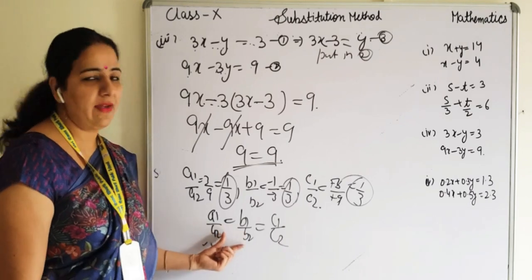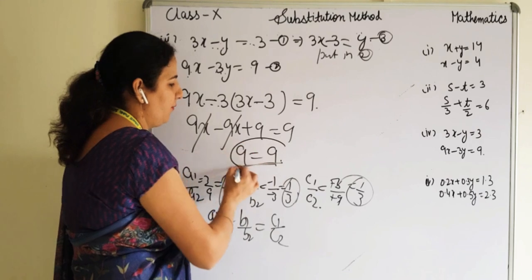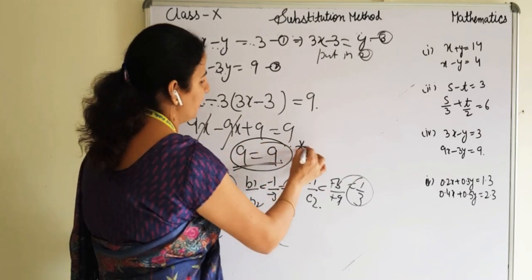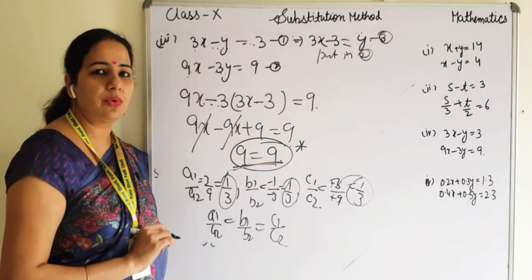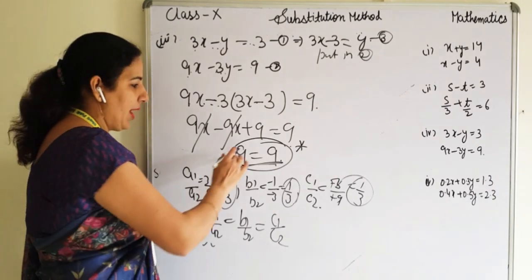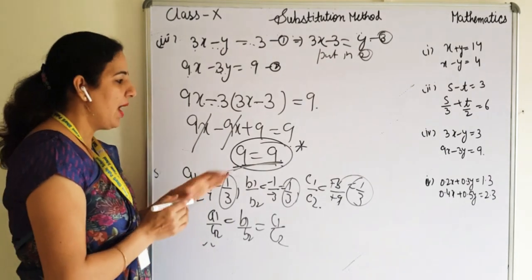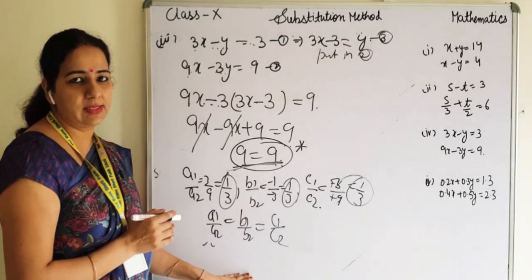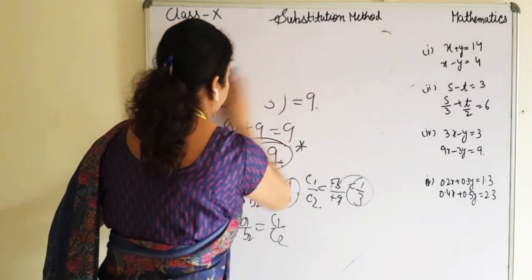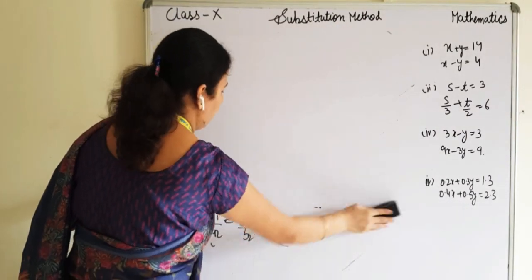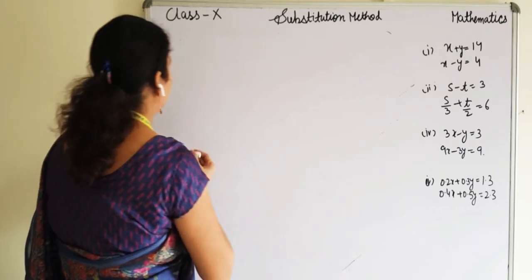So here we have infinitely many solutions. Whenever you have infinitely many solutions, you always get these types of answers: 9 is equal to 9, 2 is equal to 2, 3 is equal to 3. So at the end you will write, here we have infinitely many solutions, and we will not solve after this. Fine students. So part number 4 of the same question we have to solve by the substitution method.